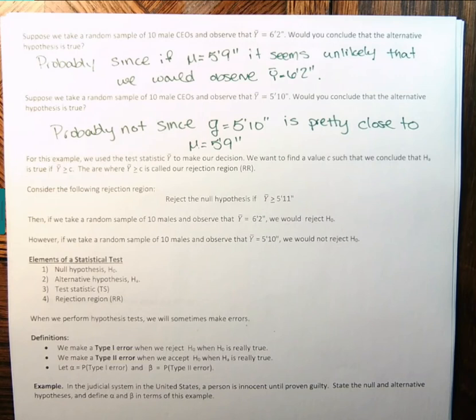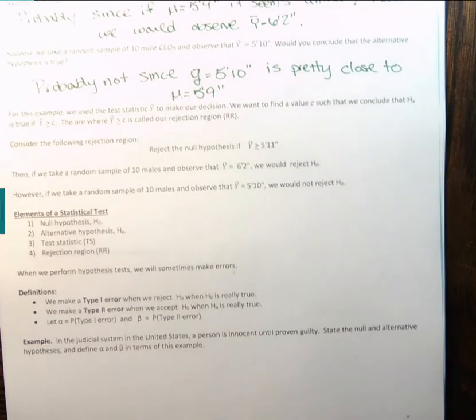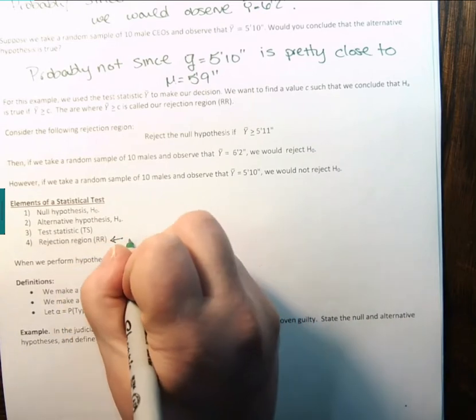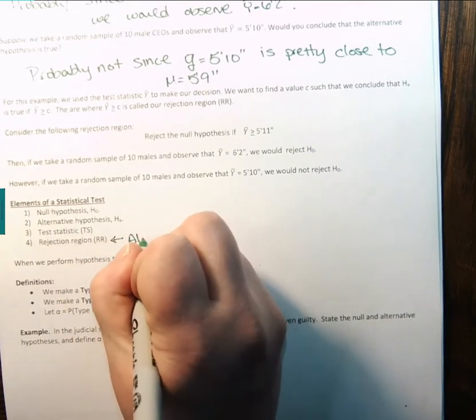And so here are the elements of a statistical test. You set up your null and alternative hypothesis, you find your test statistic, and then you compare that to the rejection region. Now steps 1, 2, and 3 are exactly the same as what you've seen before with hypothesis tests. This rejection region is the new piece. And it ends up that this step right here is just an alternative method to p-values.